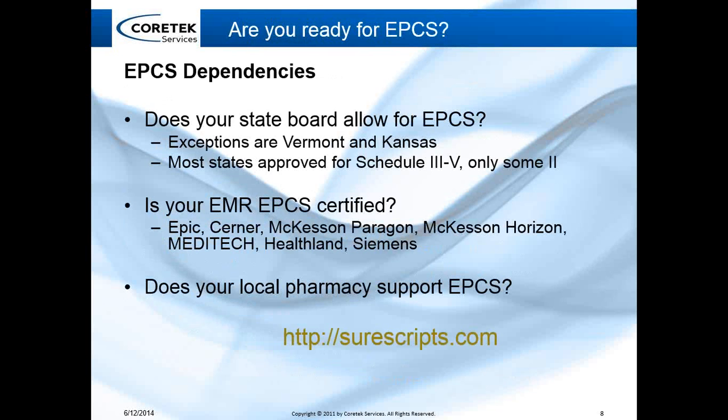48 states, though, are approved for Schedule 2 through 5 at least. Some of them are also approved for Schedule 2 through 5. The best way is to check your own state government board of pharmacy for what their specifics are. The next thing to think about is your EMR application. Is it EPCS certified? I can tell you right now, to date, the ones that are listed on the screen here: Epic, Cerner, McKesson Paragon, McKesson Horizon, Meditech, Healthland, and Siemens.